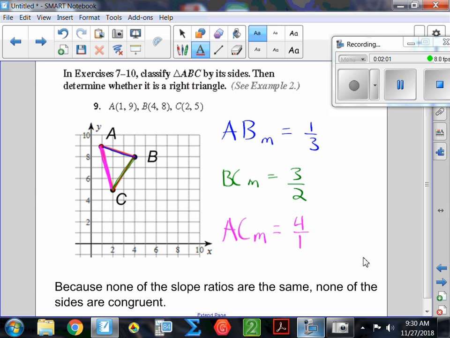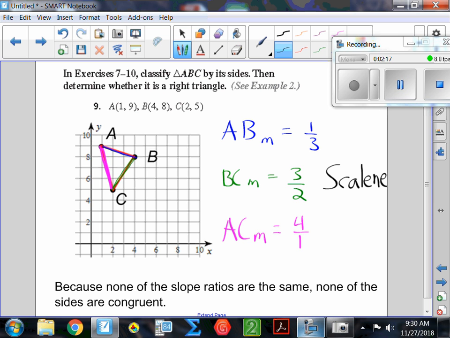If none of the sides are congruent, then we do call this triangle a scalene triangle, meaning that none of the sides are the same. Sorry about that. Then we want to see if it's a right triangle.